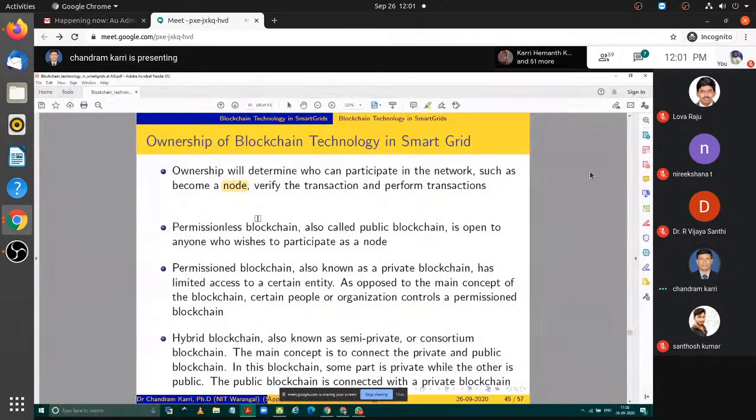So here, while giving the ownership, there are two kinds of ownerships. One is permissionless. Permissionless means permission is not required; he can participate and do anything. In a permissionless blockchain, anybody can participate. Anybody can participate in an auction system.